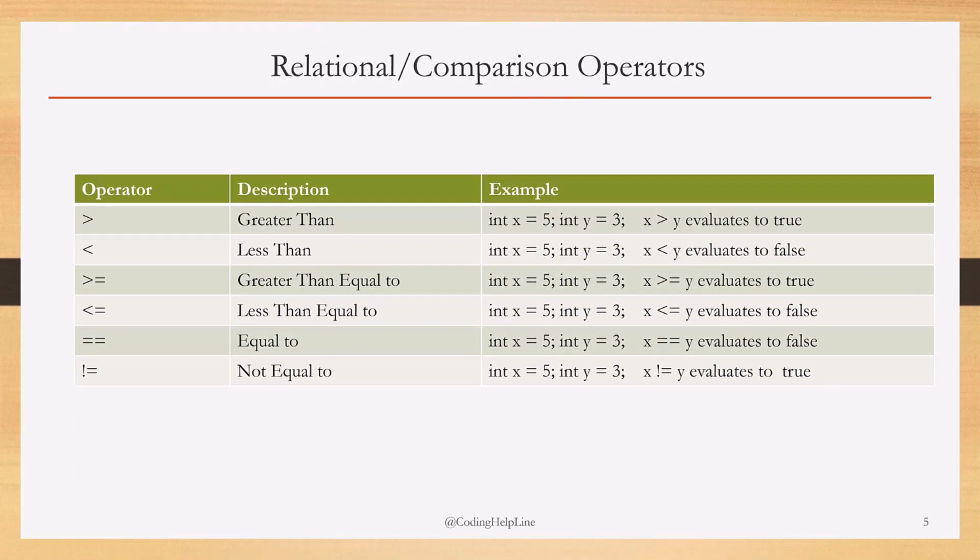These are the relational or comparison operators: greater than, less than, greater than or equal to, less than or equal to, equal to, not equal to. These are six relational or comparison operators, and these are the results of comparing values. For example, if x is equal to 5 and y is equal to 3, x is greater than y evaluates to true. And if we evaluate y is greater than x, it will evaluate to false.